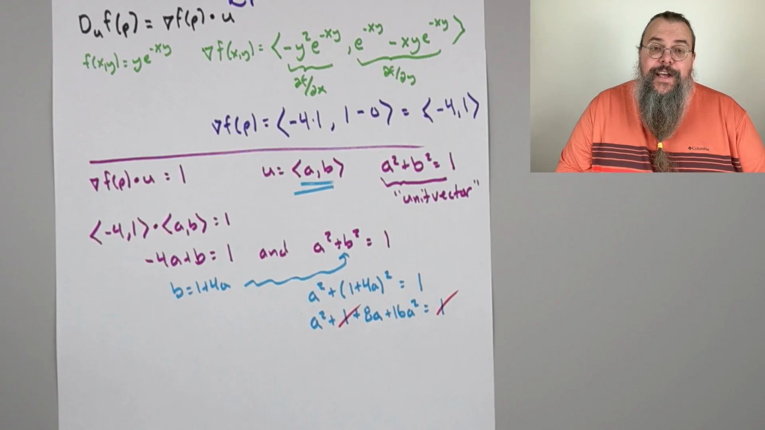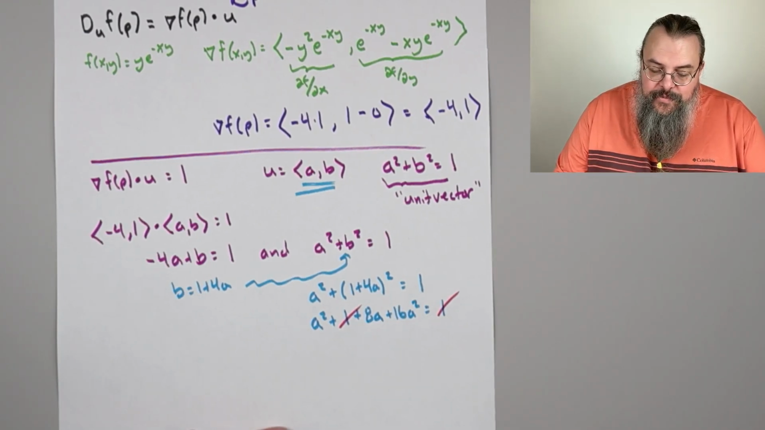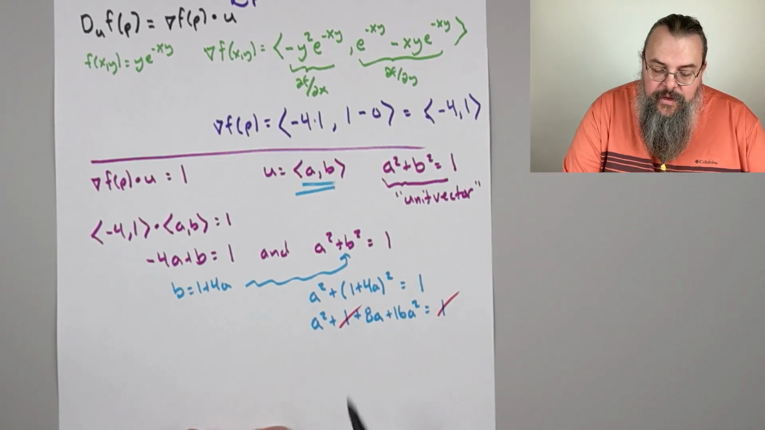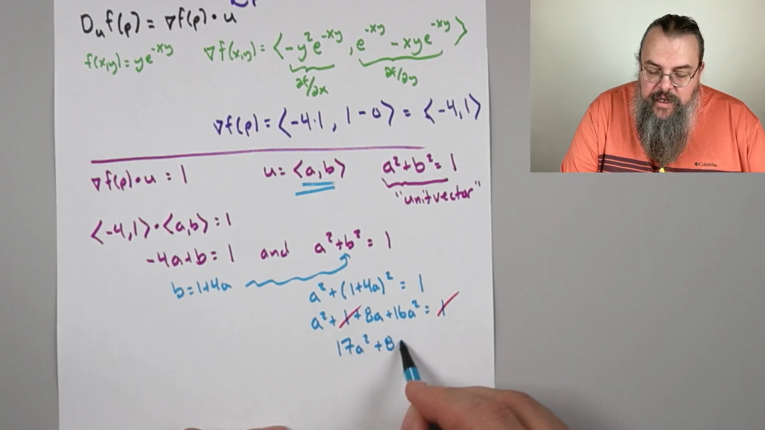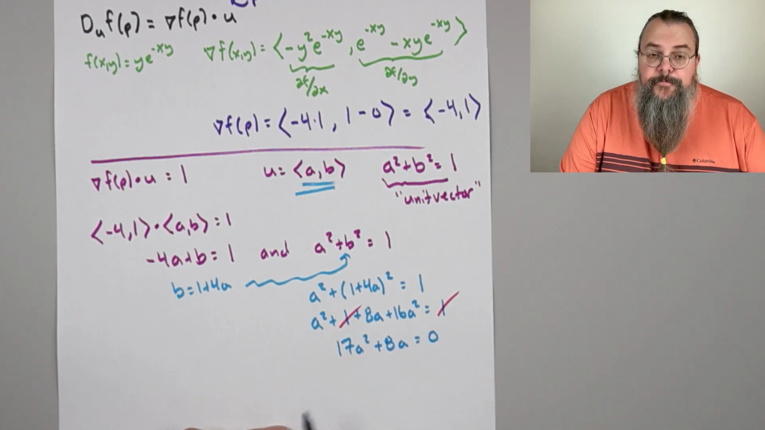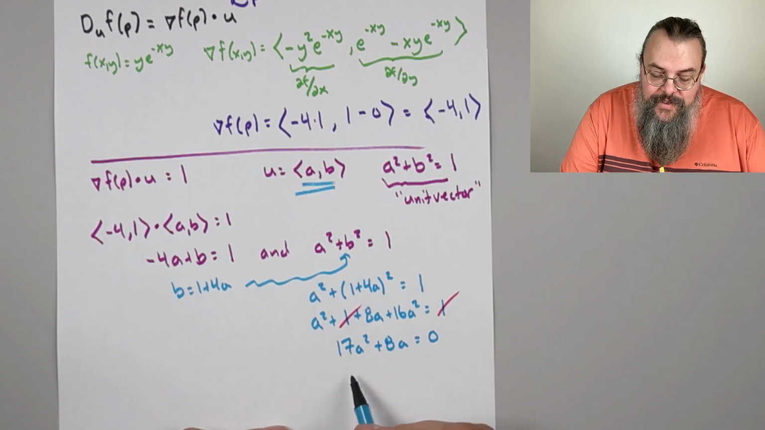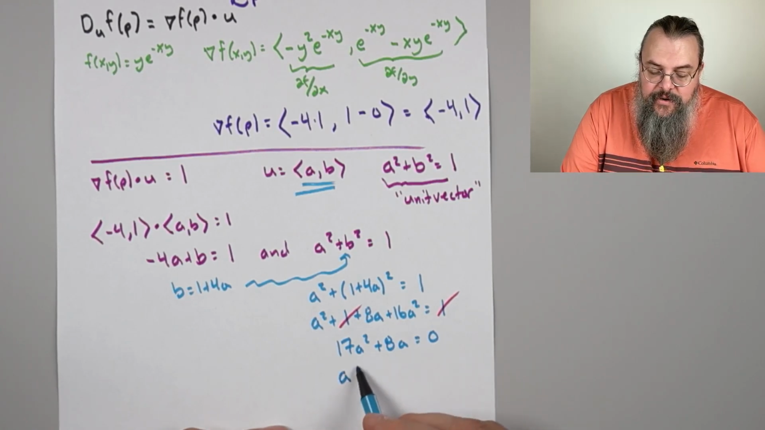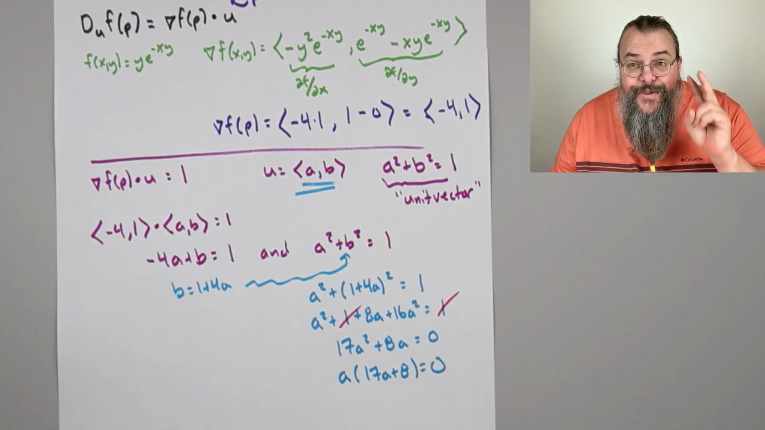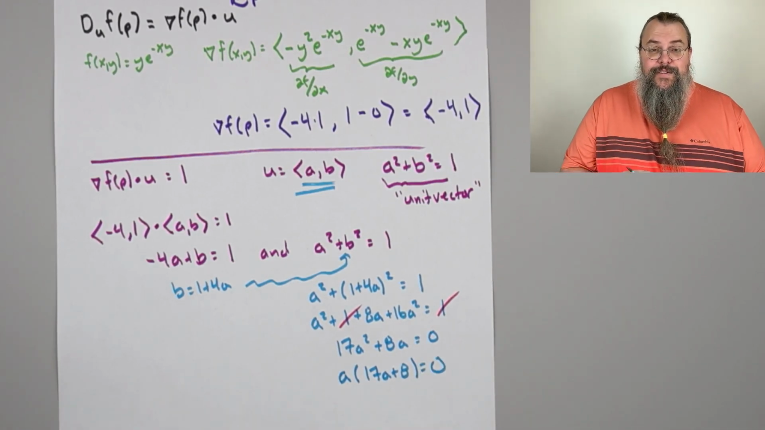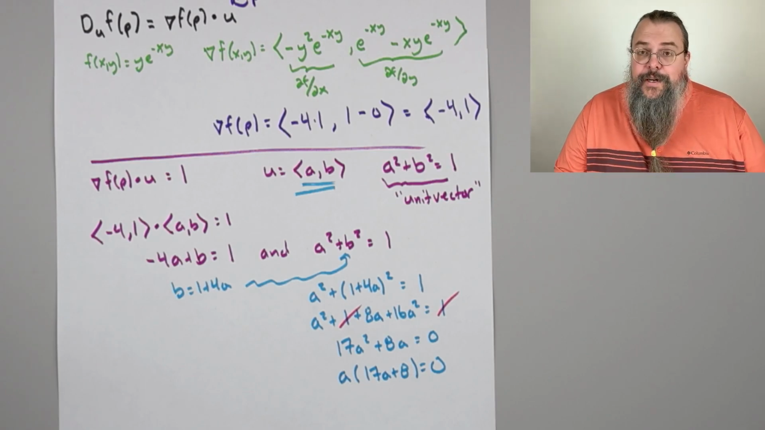Cancel out. And we can also group things together. Okay, so we have 17a squared plus 8a equals 0. Which tells us, since we can factor an a out, a times (17a plus 8) equals 0. Which gets us to two possibilities. All right, what's our two possibilities?